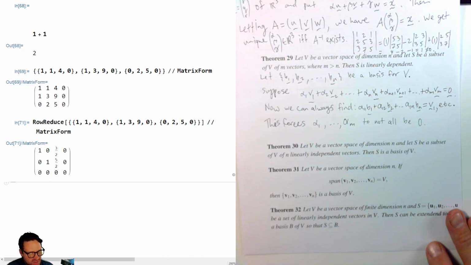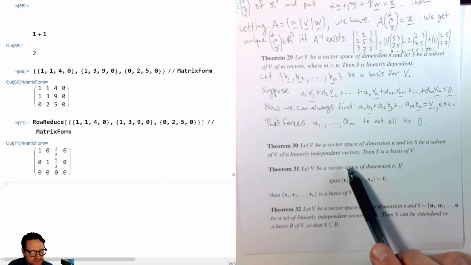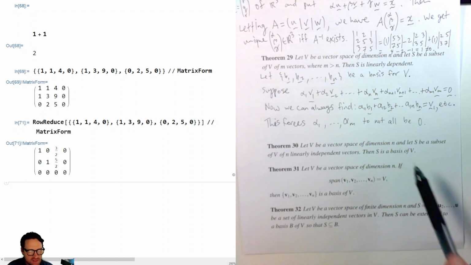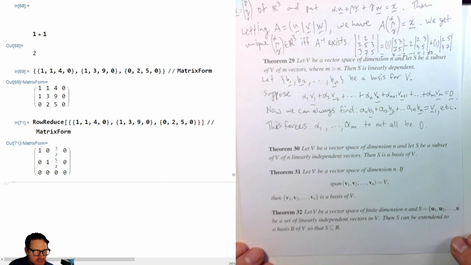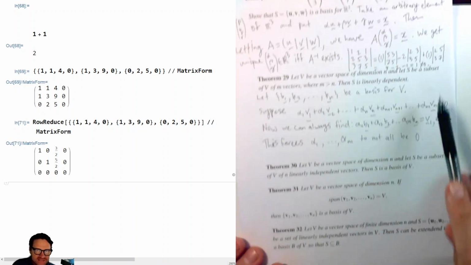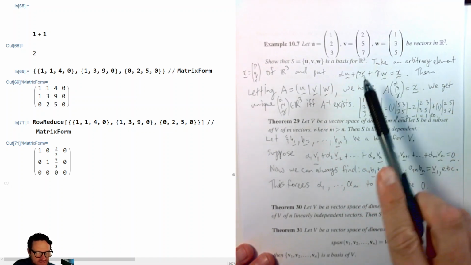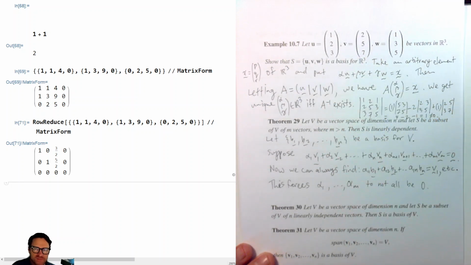Okay, theorem 30. Let V be a vector space of dimension n and S be a subset of V of n linearly independent vectors. Then S is a basis of V. So if we have a vector space of dimension n and n linearly independent vectors, then it's necessarily a basis. Okay, have a look at example 10.7. We have a vector space of dimension 3, and we have 3 linearly independent vectors, so it's necessarily a basis by this theorem.